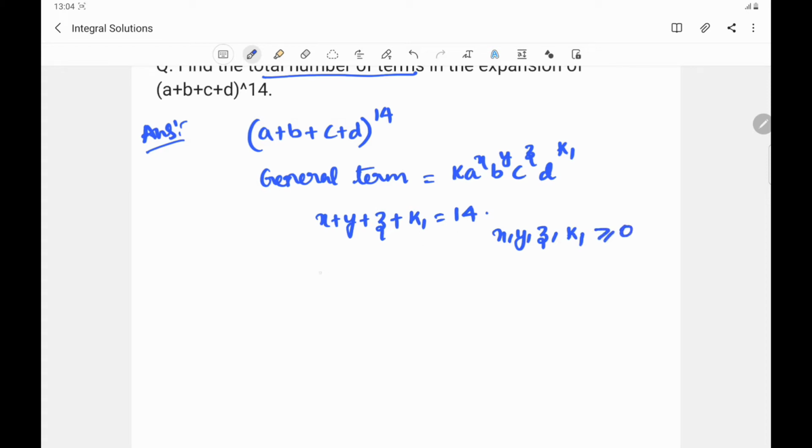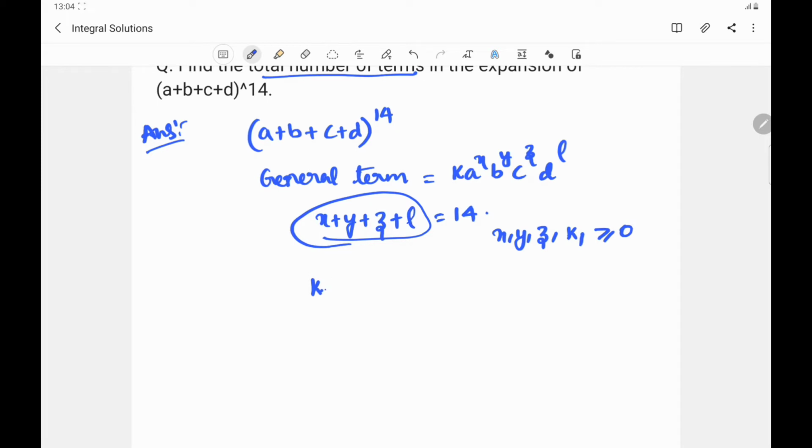So to solve this equation, instead of k1 you take some other letter here, so let it be l over here.